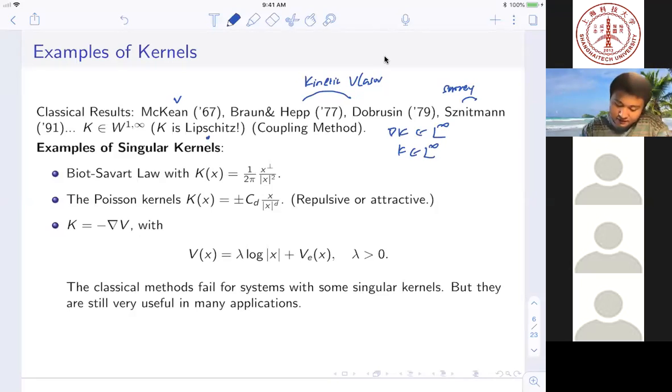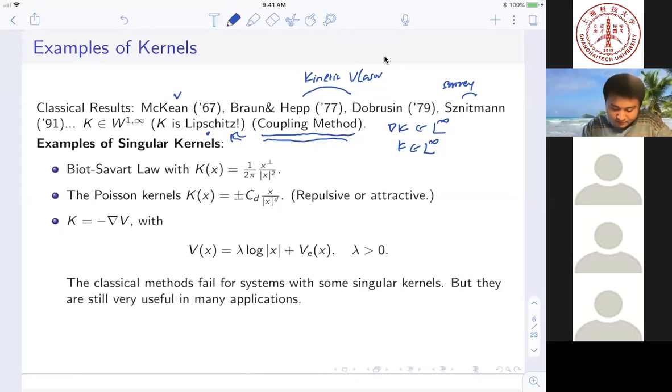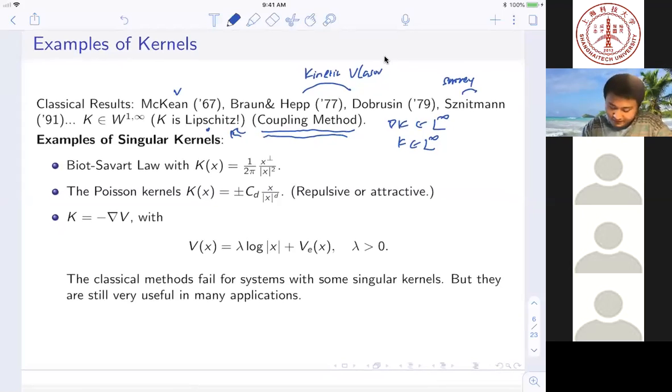You relax these assumptions. For instance, you relax K to be locally Lipschitz, but everything is classical, right? Everything in the end is reduced to this. There's nothing new on the technical side. It's all based on the coupling method. So the coupling method actually is very useful, right? In a lot of applications, it's still the most powerful method.